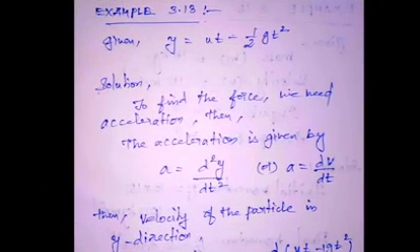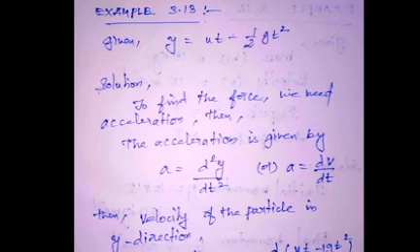Students, first you write the given data. The position vector y is equal to ut minus half gt square. First we are going to calculate the force. So how to calculate the force and momentum? We only know the acceleration value of the particle. But the acceleration value of the particle is not given; instead they are giving the position vector, that is the displacement value.